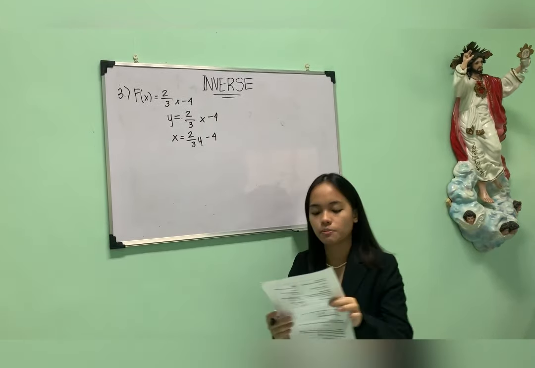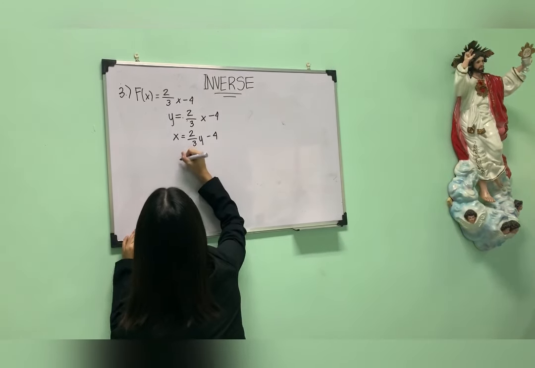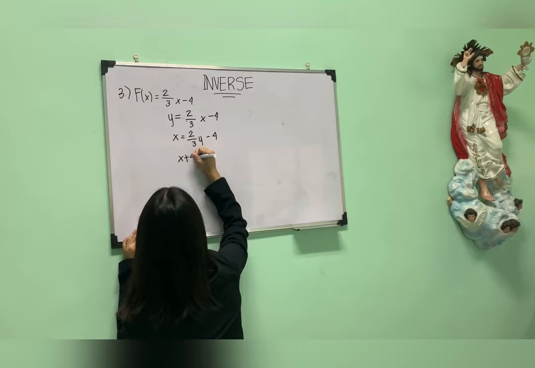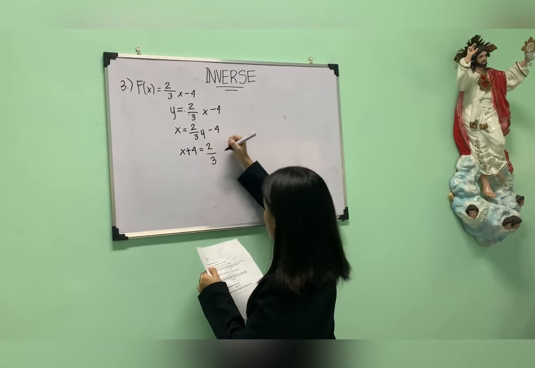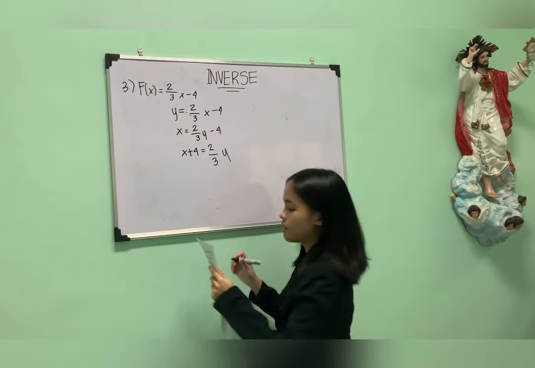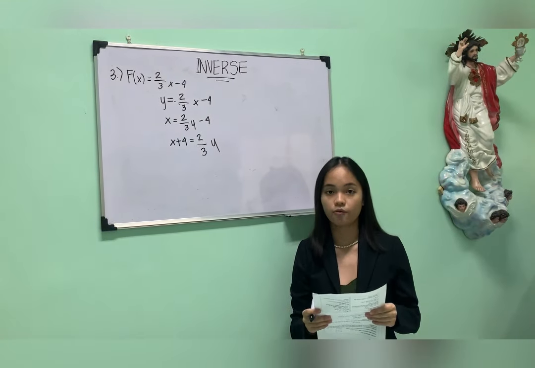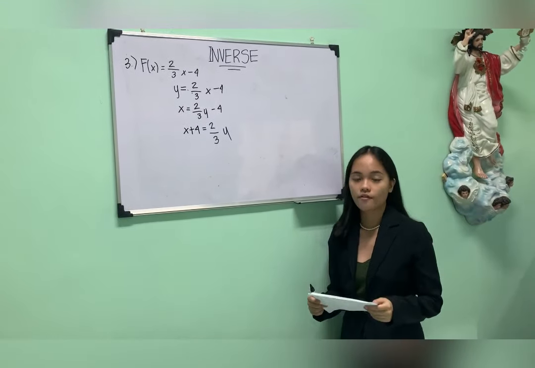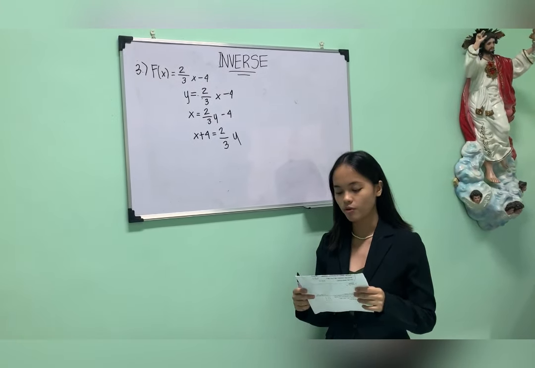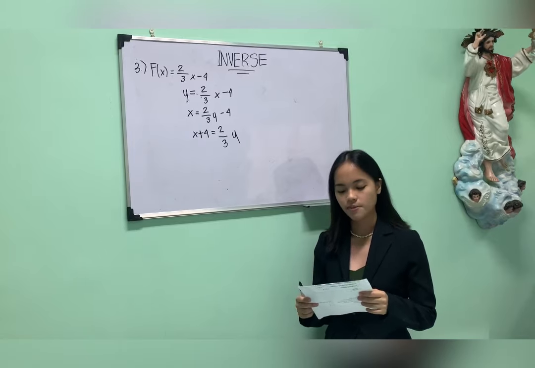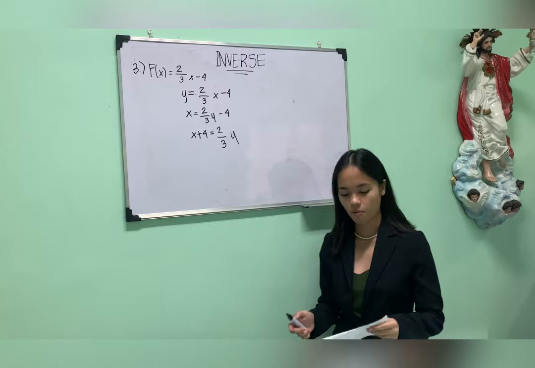Third step, express y as a function of x and simplify. So that would become x plus 4 equals to 2 over 3y. Isolate the y variable, so negative 4 will become positive 4 since it will be moved to the other side. Simplify the equation by multiplying both sides by 3, which is the denominator.